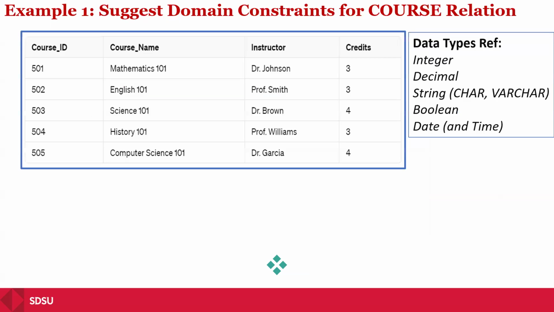All right, so let's look at an example. I want you to look at this course relation, or course table, and suggest the domain constraints for each specific attribute or column. I put a little data type reference for you here: integer, decimals, string, boolean, or date, so you'll have something to work with.